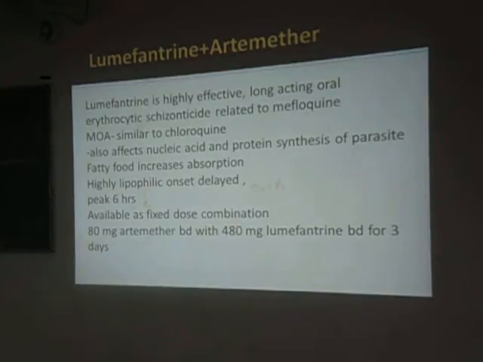Lumefantrine, halofantrine, their mechanism is similar to chloroquine. Can't you just read from the board also? We have given the first slide with the hemozoin formation and we have given 5 years there. No one had time to go home and see what was there. So, mechanism of action is similar to chloroquine. The second mechanism is it affects the nucleic acid and protein synthesis of the parasite. Okay, it is a secondary mechanism, not the primary mechanism.